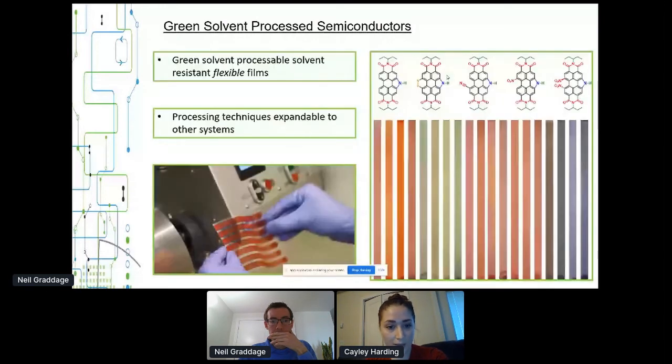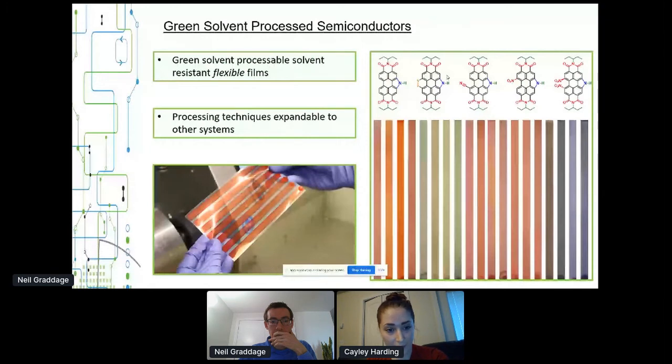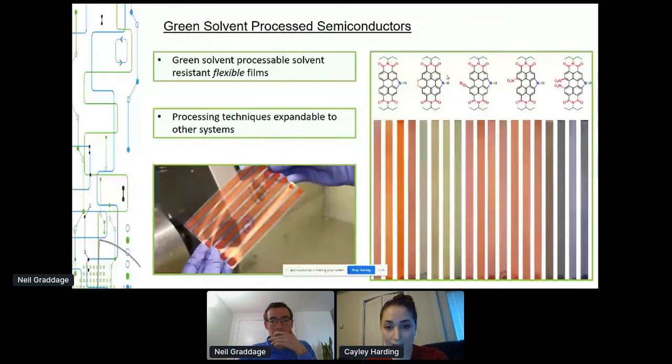So since we can print on flexible plastics, we now have a green solvent-processed, solvent-resistant flexible film. And these processing techniques can be expanded towards other systems. This includes using similar semiconductors and a range of solution formulations which can be tailored towards specific chemical and industrial needs. Thank you very much.